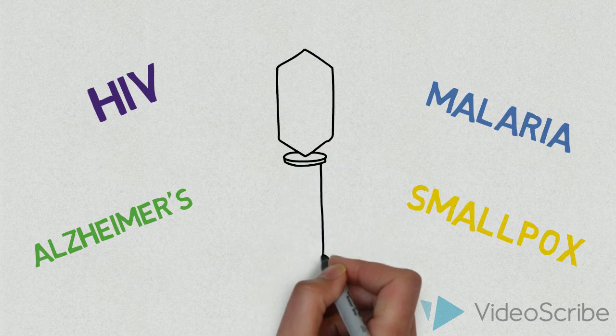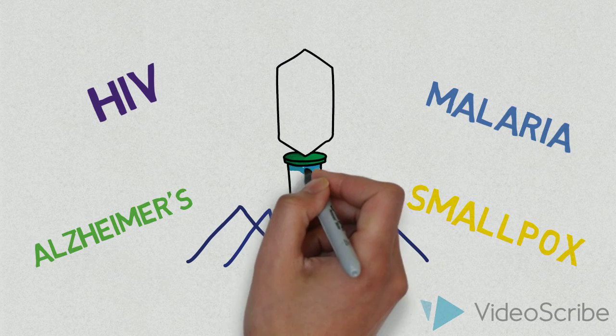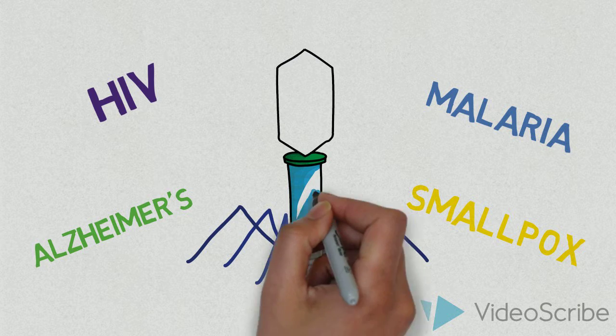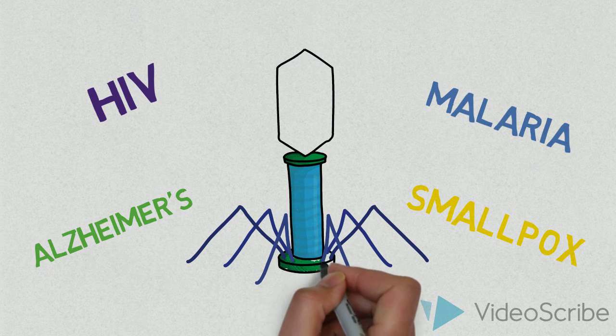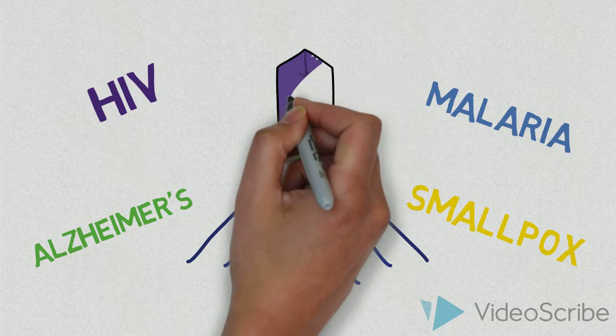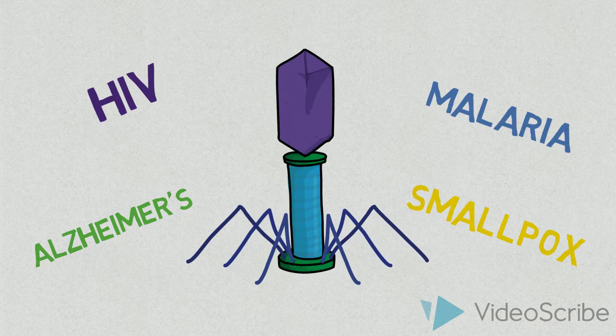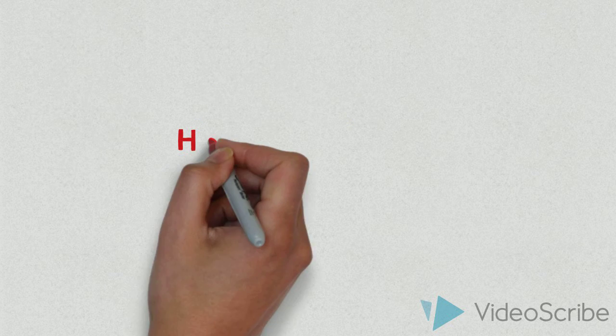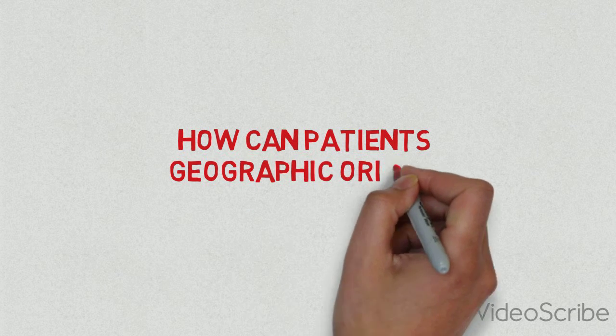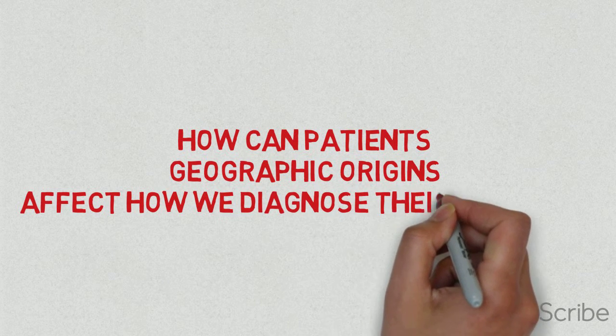HIV, malaria, Alzheimer's, and smallpox are all examples of these geographically shaped diseases. It would be normal for doctors to ignore evolutionary roots of their patients when diagnosing, but this needs to change. In this video, we will be exploring how patients' geographic origins can affect how we diagnose their diseases.